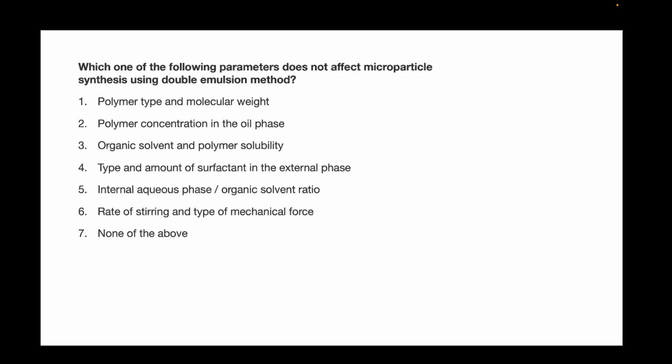Okay, moving on to the next question. Which one of the following parameters does not affect microparticle synthesis using double emulsion method? Options are polymer type and molecular weight, polymer concentration in the oil phase, organic solvent and polymer solubility, type and amount of surfactant in the external phase, internal aqueous phase or organic solvent ratio, rate of stirring and type of mechanical force, or none of the above.